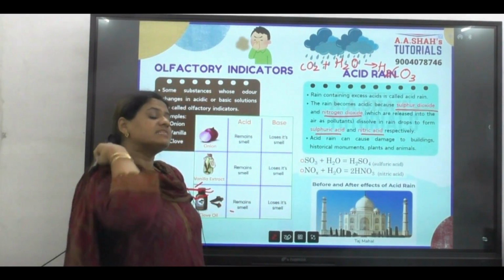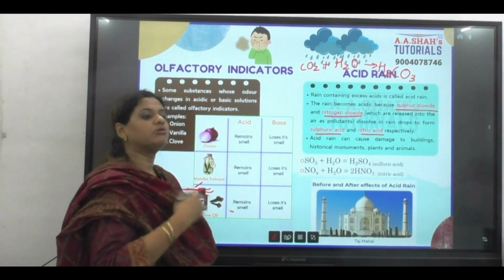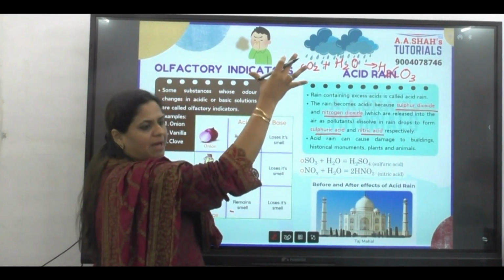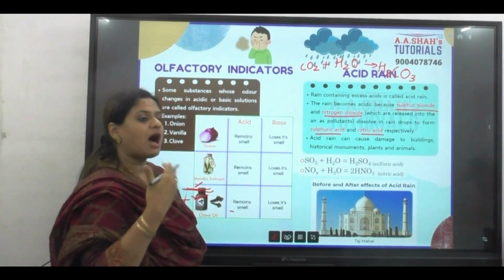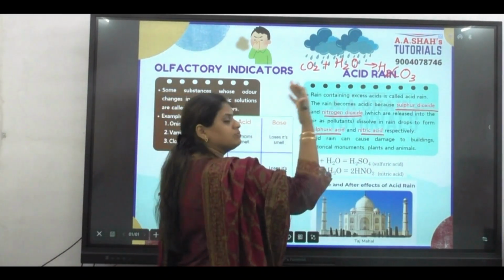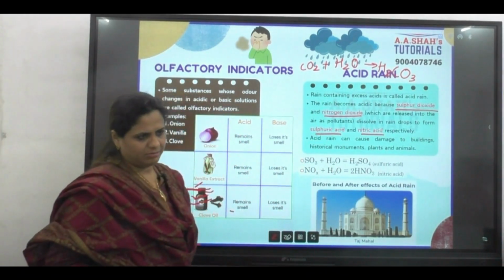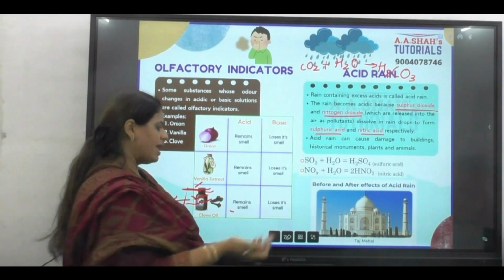When there is a lot of pollution in the environment, these gases, sulfur dioxide and nitrogen dioxide, are released by vehicles and factories. When rain falls, it will be acid rain, and acid rain causes harm to buildings, monuments, plants, animals, and human beings also.